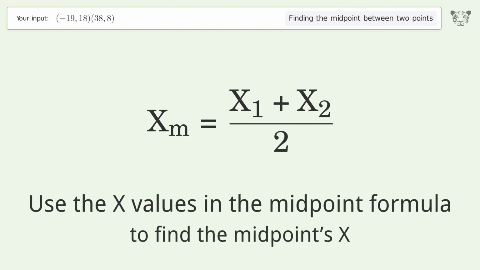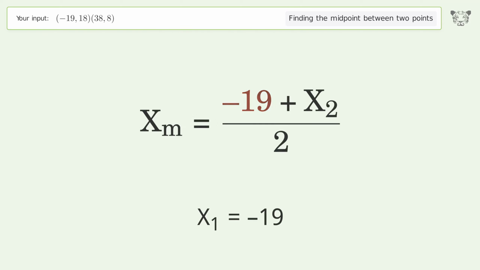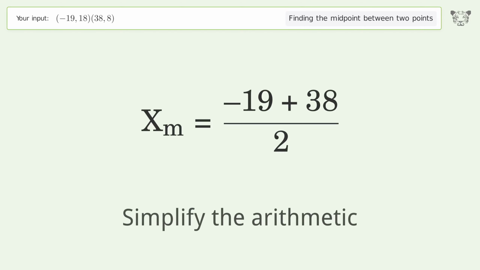Use the x values in the midpoint formula to find the midpoint's x. x1 equals -19. x2 equals 38. Simplify the arithmetic.